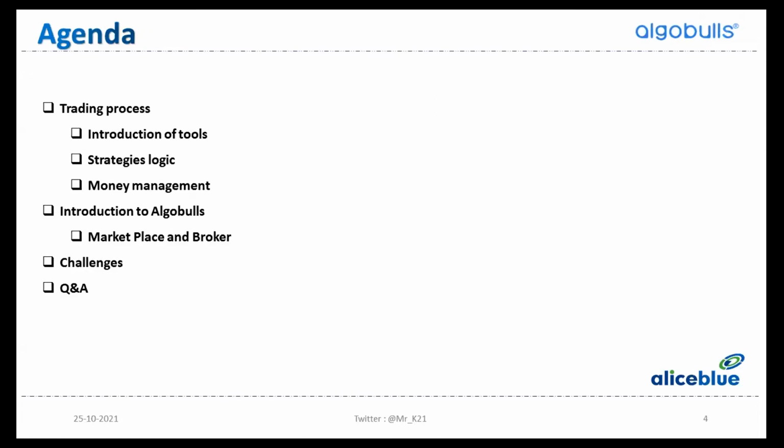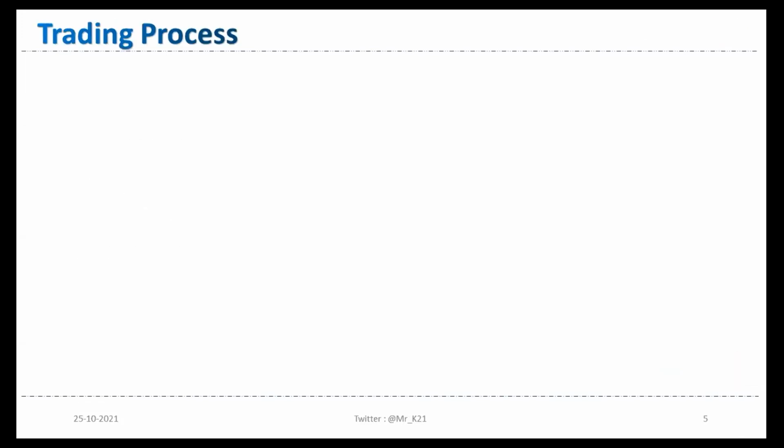Now coming to the agenda, as I said earlier, we will understand the entire process: if one has to start trading, what process he or she needs to follow, and what things he or she needs to consider. Then we'll talk about the strategy logic and how the strategy works. Then we'll talk about money management, and then we'll check how AlgoBulls helps us handle all these difficulties in a very simple manner. Then we'll talk about the challenges, and lastly, we'll take the Q&A session.